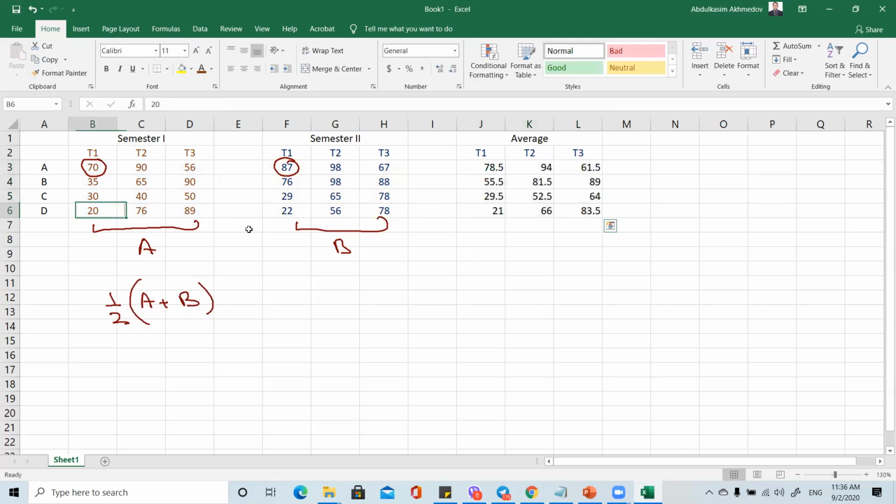As you see here, 20 plus 22 over 2, that is 21. And 89 plus 78 divided by 2, it is 83.5. 76 plus 56 divided by 2, it is 66. Okay, that is one, how to say, practical way. I mean, good application of matrices.